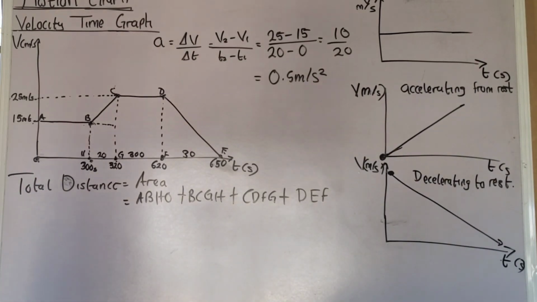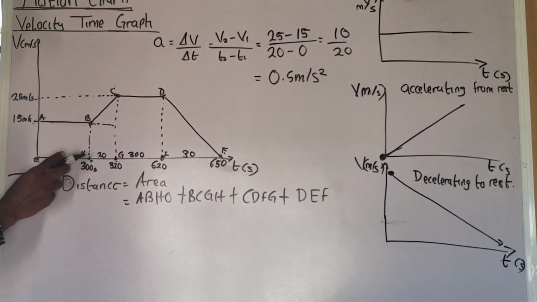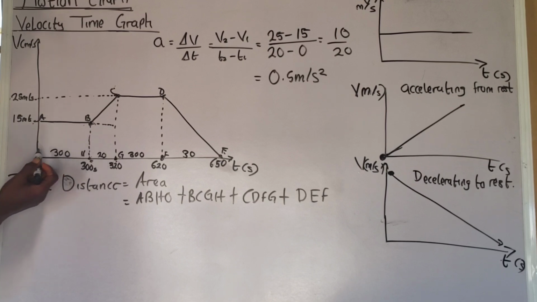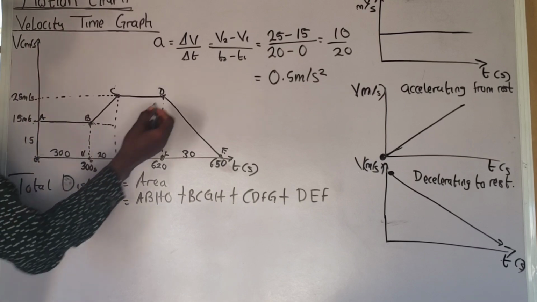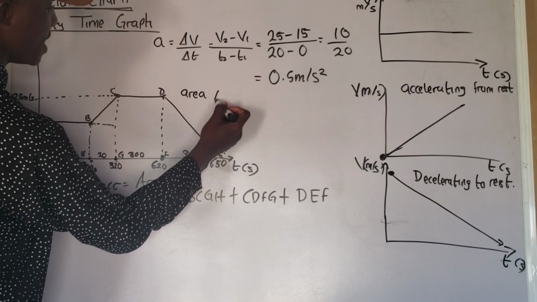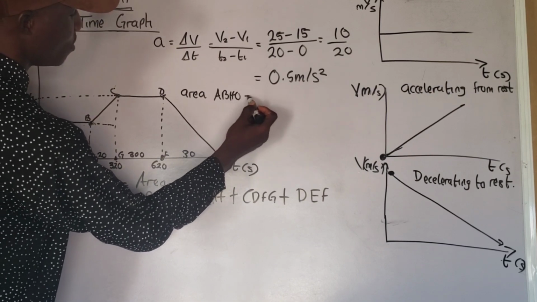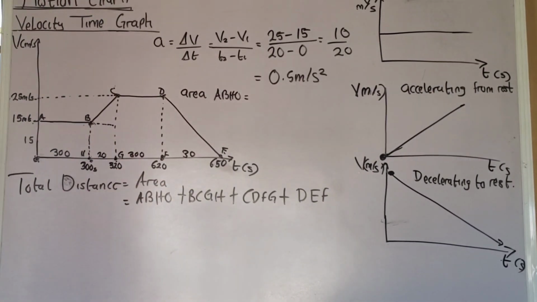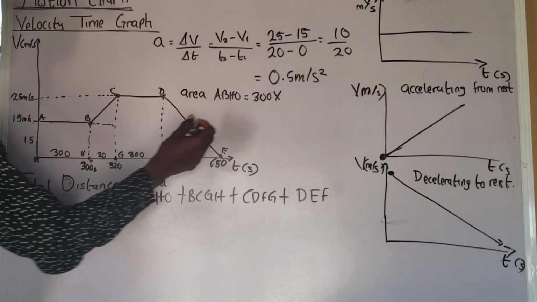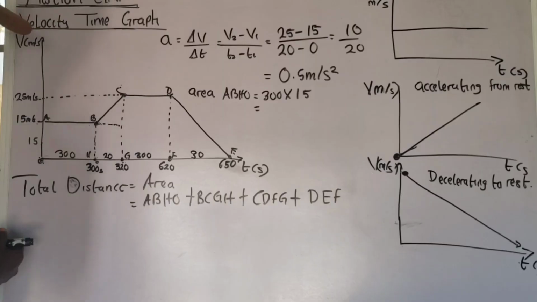Now we're going to start with the rectangle ABHO. The total distance from this point to this point is what? 300. Okay. And the total distance from this point to this point is what? 15. Okay. So area of, please pay attention, area of ABHO will be equal to area of the rectangle, which is what? Length times breadth. You understand? So I'm going to have 300 multiplied by breadth. The breadth is 15.